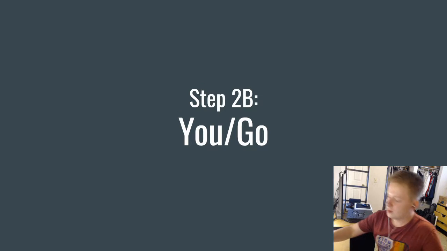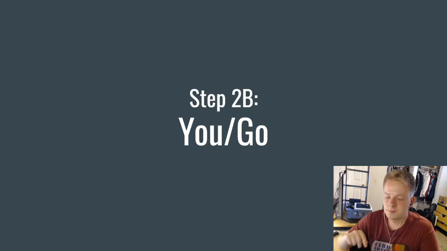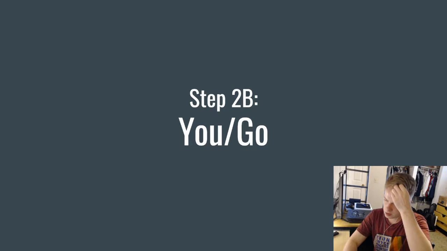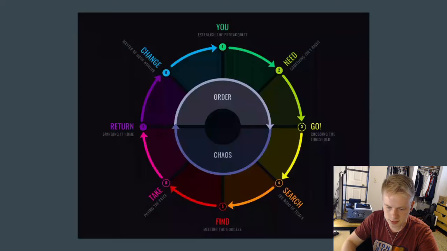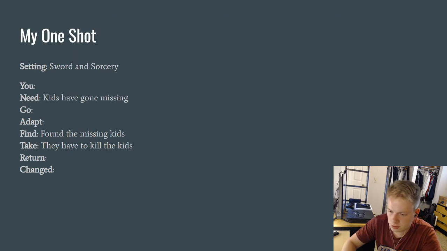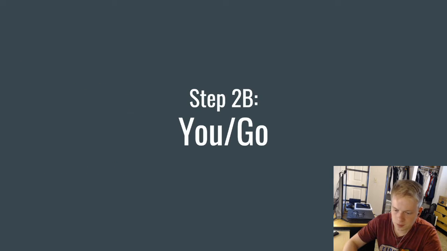Alright. Step 2B: you and go. So if we look at our story wheel again, you and go are steps 1 and 3. You is establishing who the characters are, who your protagonists are. And go is when they're crossing the threshold into the unknown world.